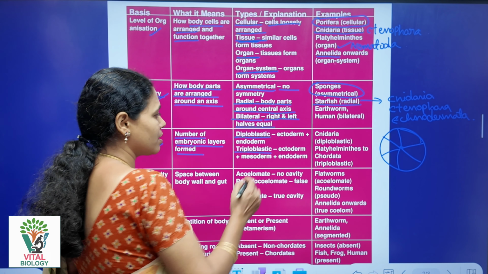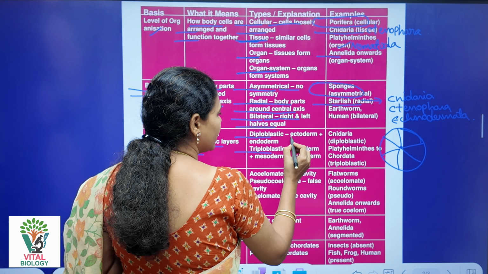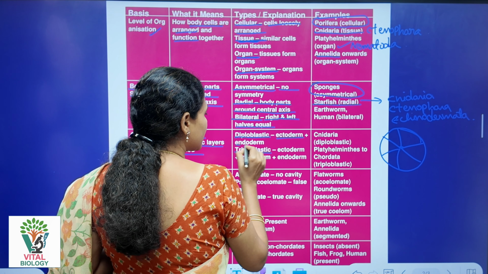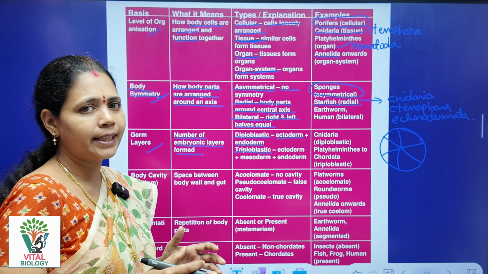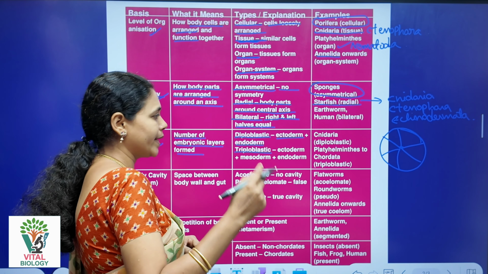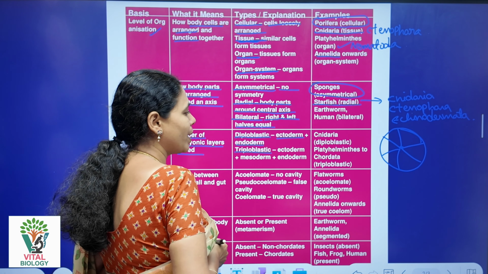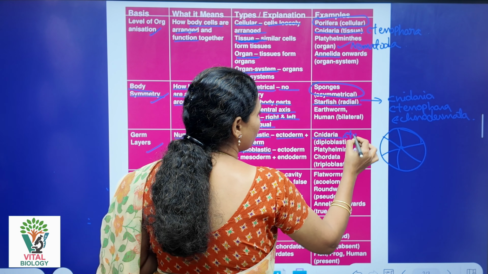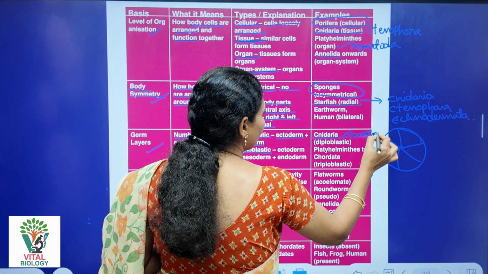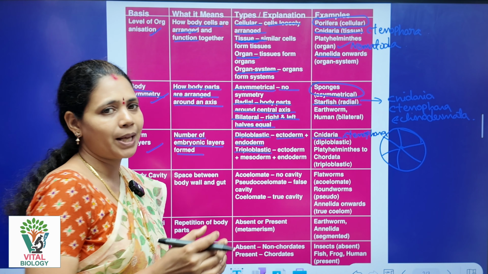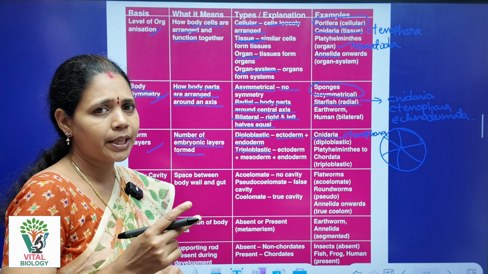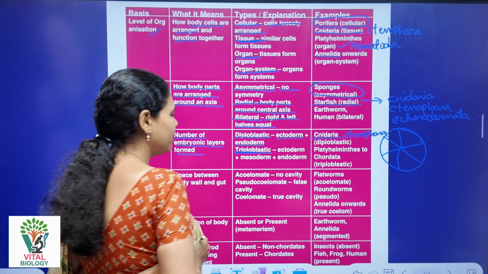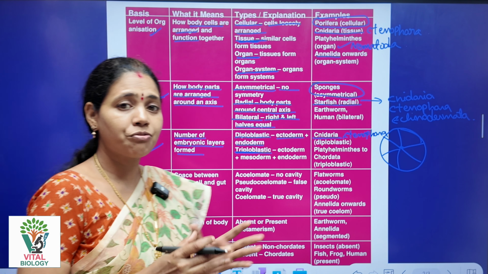So diploblastic means they contain ectoderm plus endoderm, only 2 layers. Such diploblastic nature is seen in Cnidaria and even Ctenophora. Cnidaria and Ctenophora are the examples for such diploblastic animals where 2 germ layers are present, that is ectoderm and endoderm.